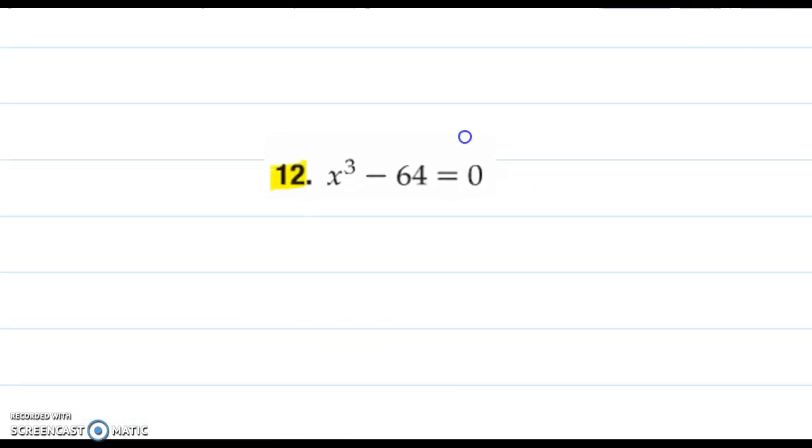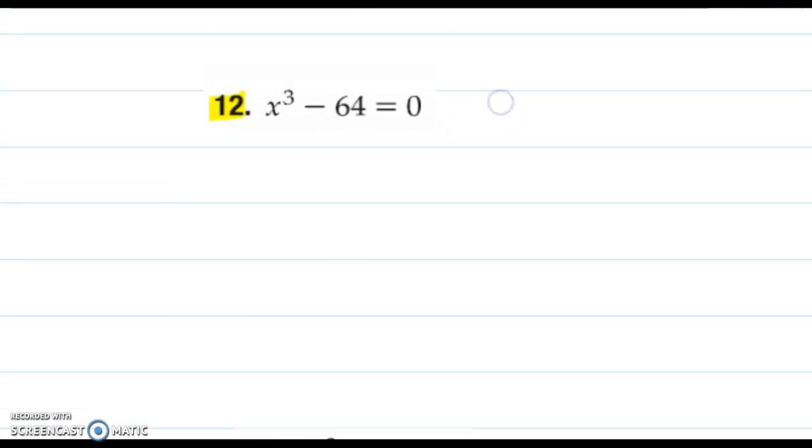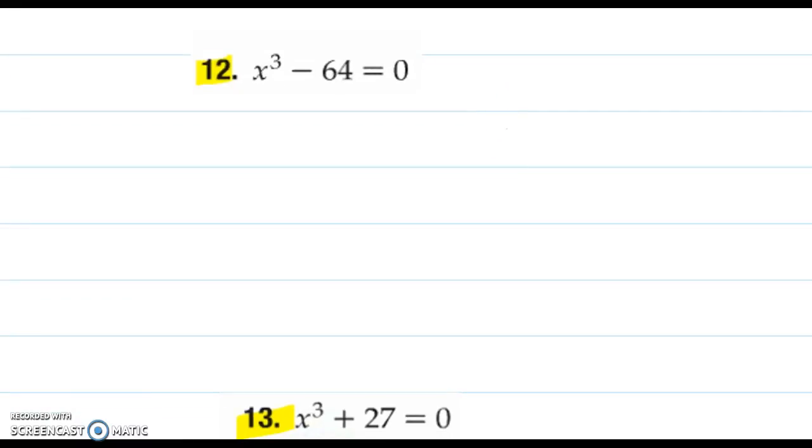Let's go on to number 12. All right. I'm solving this, so I'm going to factor it, right? And it only has 2 terms, so I only have a couple tools in my toolbox. There's no GCF I can pull out. So I ask myself, is it a difference of squares or a difference of cubes? Because I am subtracting. And I know that is a perfect cube, and that is a perfect cube.